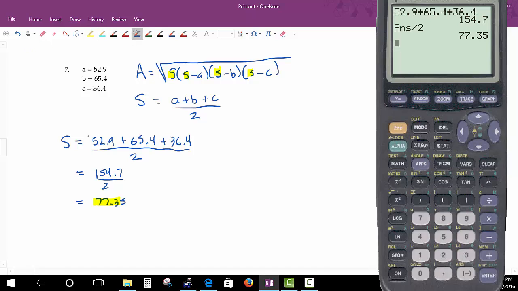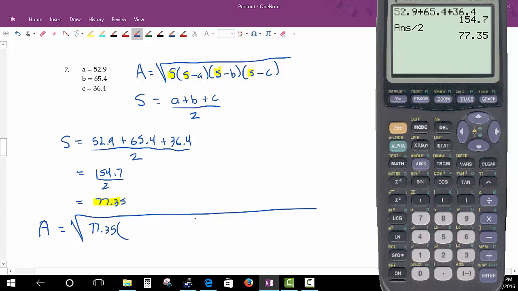Right, now when we put this all together, we can do this in one step on the calculator. The area of the triangle is given by, got this big square root, so put in S, 77.35. Then draw out your 3 sets of parentheses. And then you put the semi-perimeter first in each parenthesis. And then you subtract each side. So side A is 52.9. Then do side B. Side B is 65.4. And then do side C, which is 36.4. Go to your calculator and do this in one step.